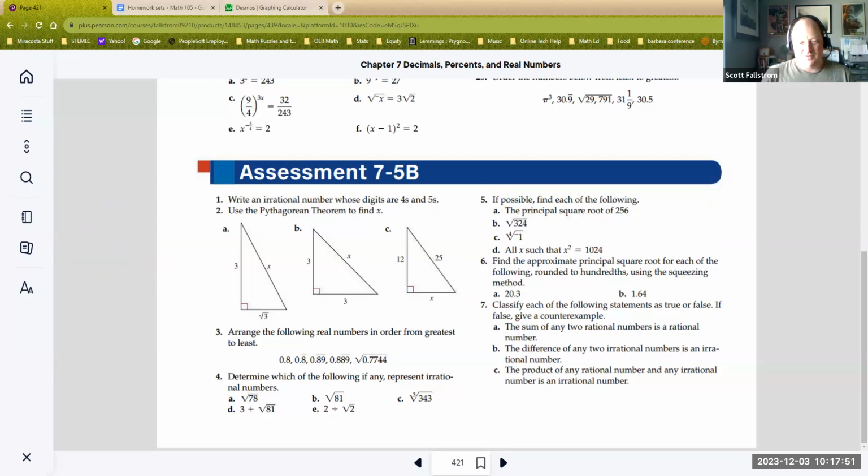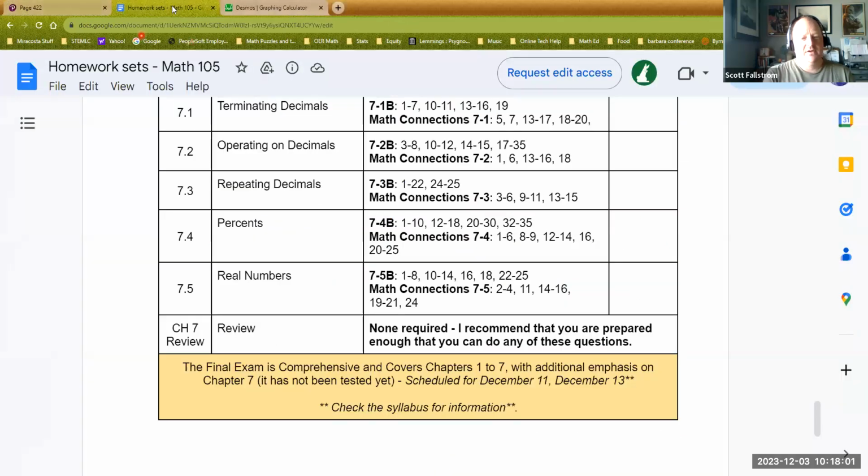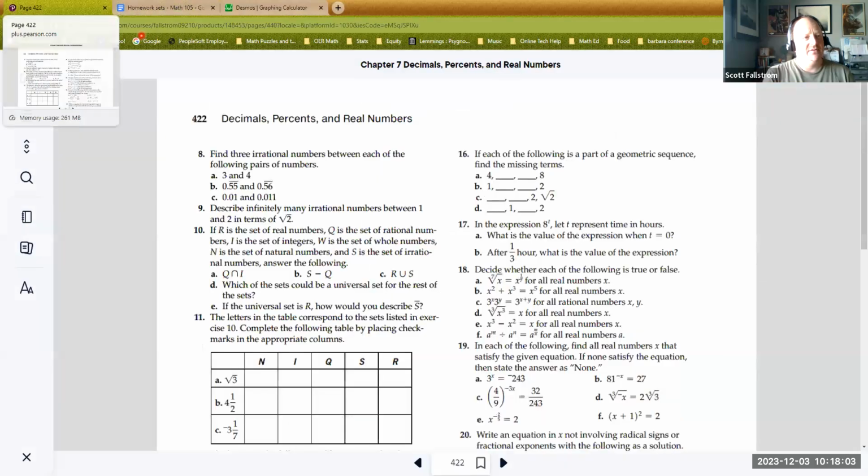All right, let's jump forward. And let's see what comes up next. What questions did I have to do on this? 1 through 8, 10 through 14, 16, 18, 20. Okay, 1 through 8. So find 3 pairs of irrational numbers between.